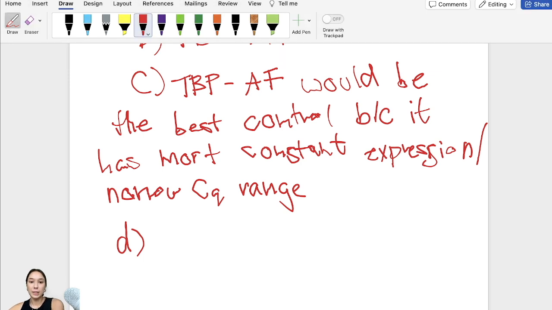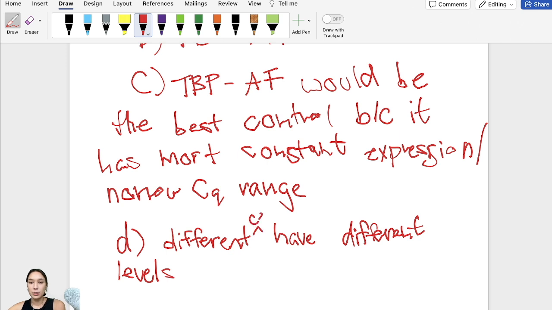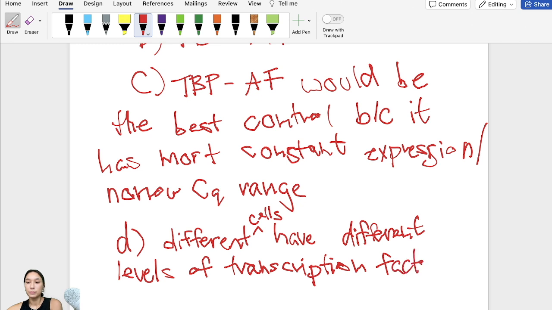So different cells have, you can either say different transcription factors or different concentrations or amounts of transcription factors. So let's just say different levels. Different cells have different levels of transcription factors. And again, transcription factors are going to help facilitate transcription, aka help facilitate gene expression. Transcription factors affecting expression.